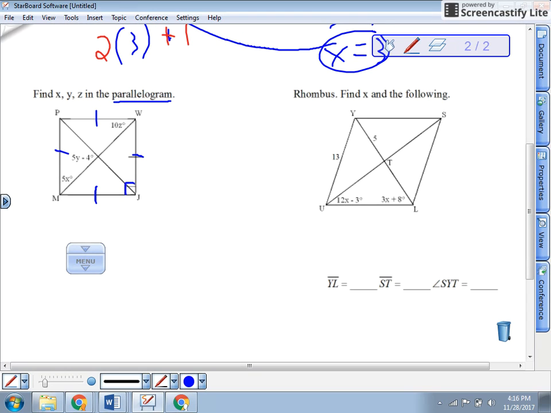But then we also know that if that's a 90, all of these are 90. So it is actually a square. So now we're going to use that to find x, y, and z.